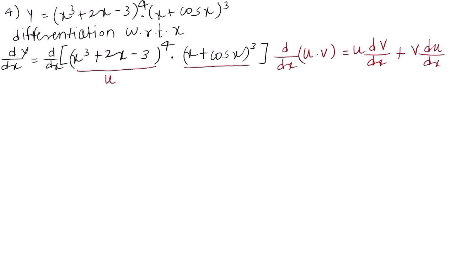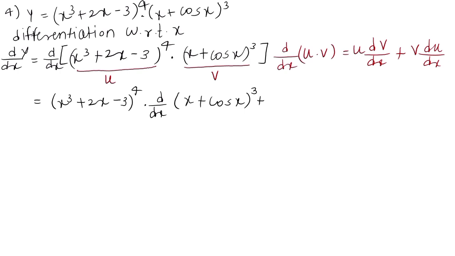Here consider first term as u and second expression as v. Write u as it is. We will take differentiation of v, that is differentiation of (x plus cos x) bracket cube, plus we will write second expression as it is, that is (x plus cos x) bracket cube, and we'll take differentiation of u, that is (x cube plus 2x minus 3) raised to 4. Consider this entire expression as x.